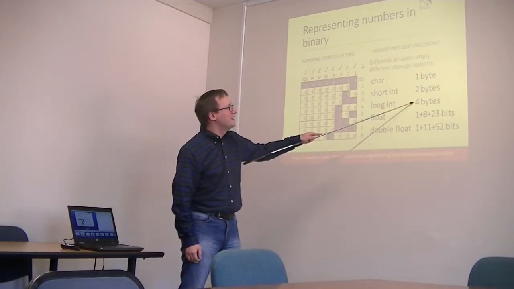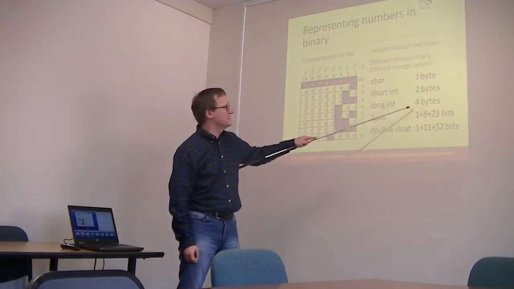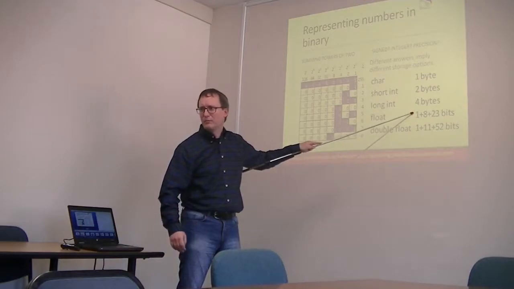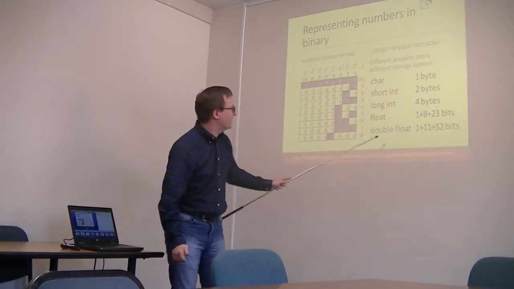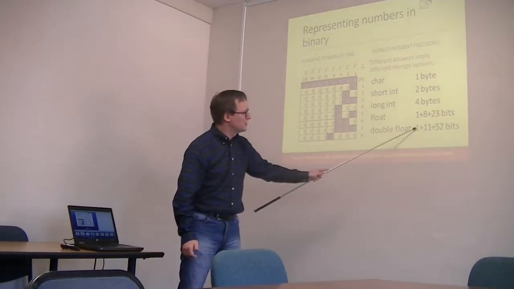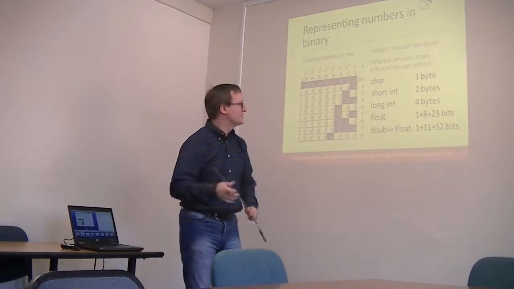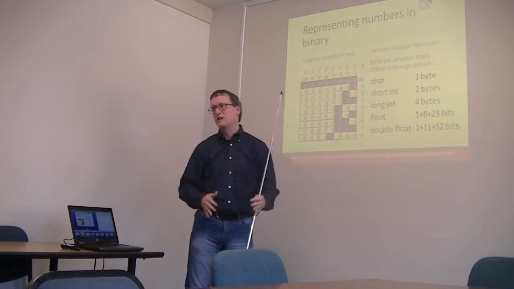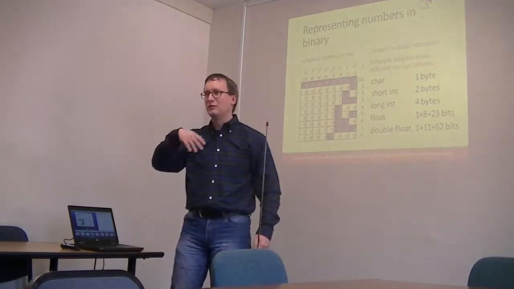Okay, so the amount of storage we use for a long integer is the same as what we use for a standard float in C, for example. And sometimes you want to have all the precision you can possibly muster, and for that you would use a double float. So 1 plus 11 plus 52 bits, I believe that comes to 64 bits. So we can use 8 bytes to store a very high precision floating point number with a wider range than what we can achieve with just a single float.